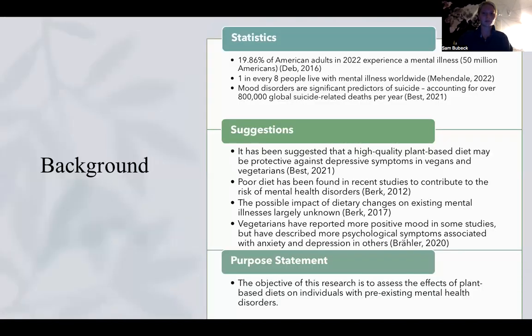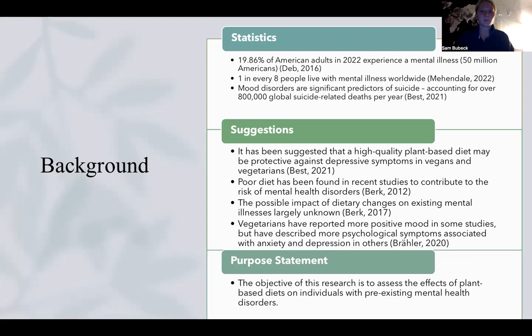The introduction. So we have some statistics. 19.86% of American adults in 2022 experienced a mental illness. That is equivalent to 50 million Americans. That's quite a large percentage for something that is not necessarily focused on in the realm of nutrition. And so I found it very interesting to see how that applies to this large population.